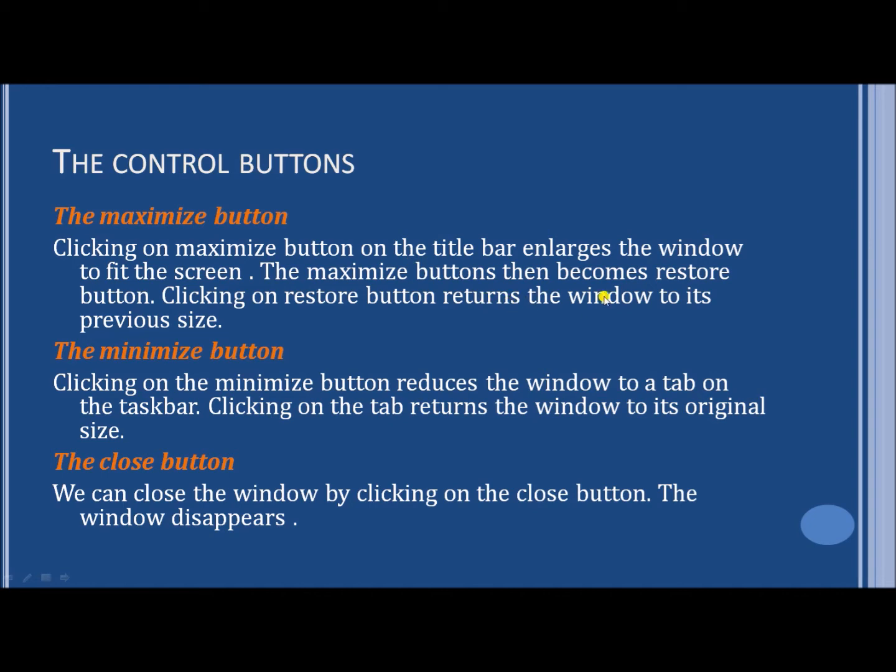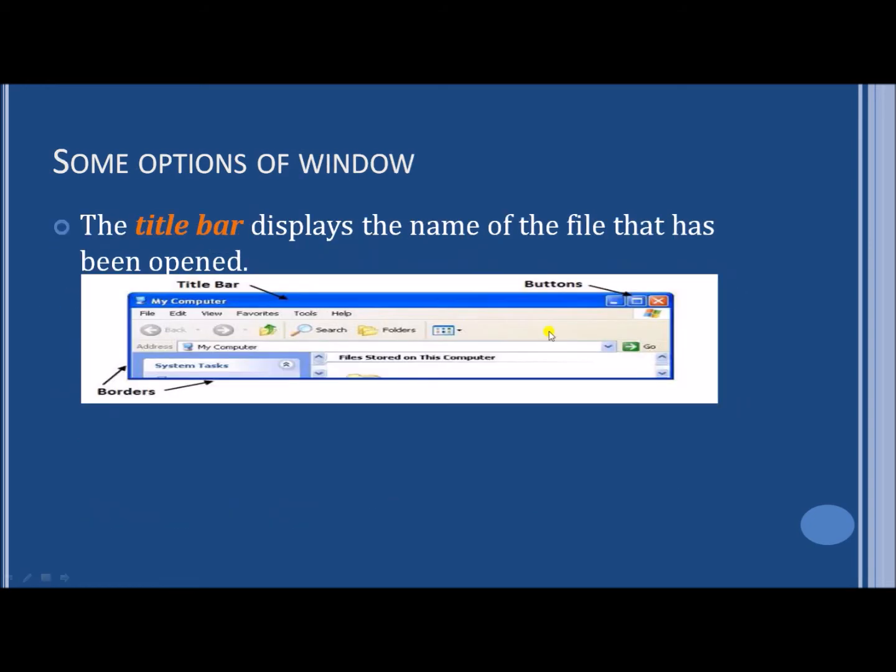The maximize button then becomes a restore button, and that button will change. That box will change into two small overlapping boxes, which represent the restoration command, which means this button is now ready for the restore command. And when the button is like that, it means the button is now welcoming you to maximize the window to fit the full screen.